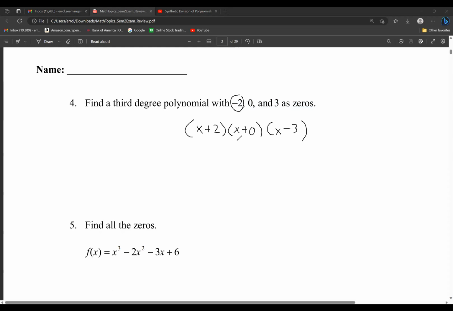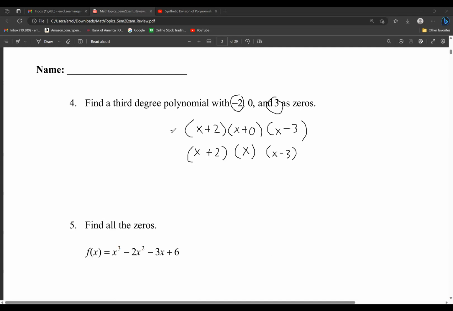Why minus? Because it's the opposite sign, right? And why 0? We can't have negative 0, so we're just going to simplify that one to just the x, right? So now just multiply this all out, and there's your polynomial.